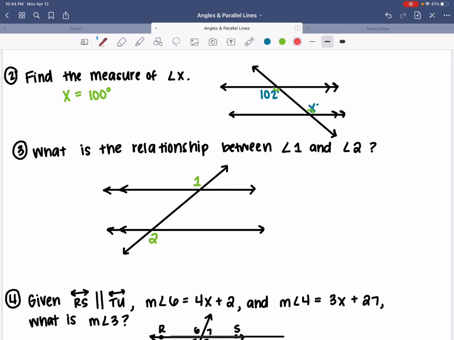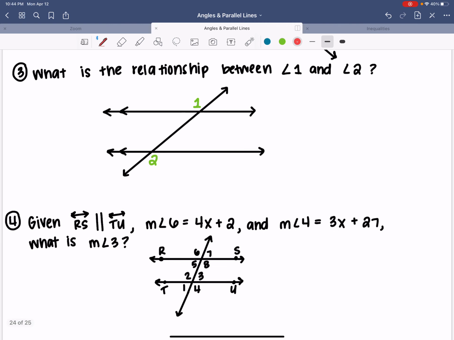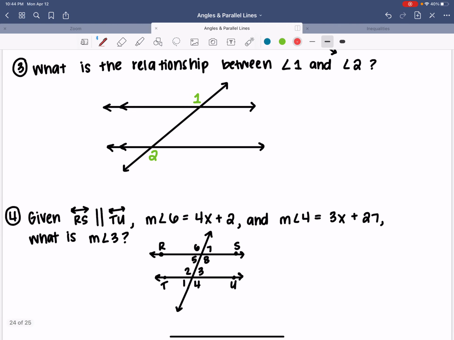Okay, number 3, what is the relationship between angle 1 and angle 2? Right, so angle 1 is above the top line. Angle 2 is below the bottom line, so they're definitely exterior. Angle 1 is on the left, angle 2 is on the right of the transversal, so these are alternate exterior angles. And we can abbreviate that for short.